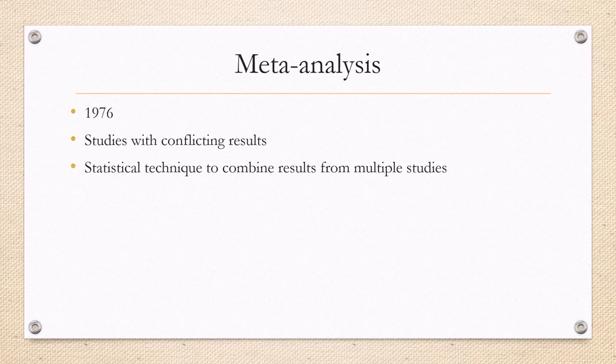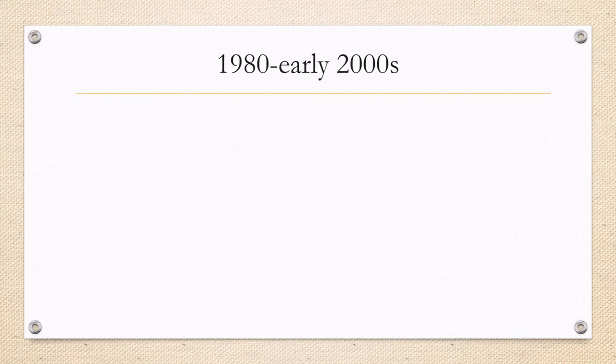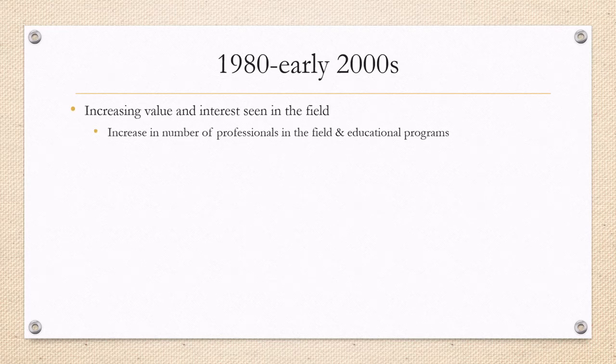Meta-analysis was a way of statistically combining the results from multiple studies to weight the results based on how many people were in the studies. So this gave us a better assessment of where different questions stood in terms of our understanding. In the 1980s and up to the early 2000s, we see a number of trends. There was an increasing value and interest in the field of IO psychology. There was an increase in the number of professionals in the field and in the educational programs provided to train individuals interested in becoming members of the field.